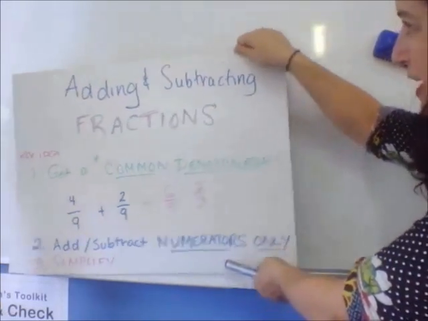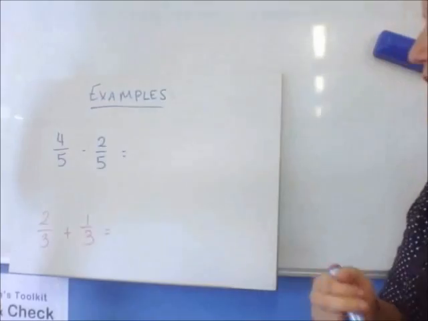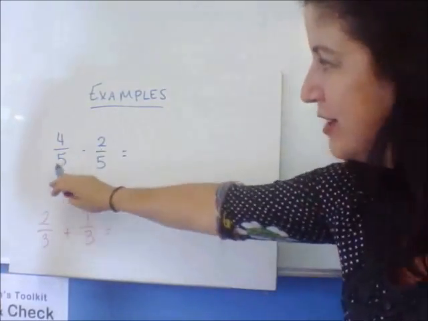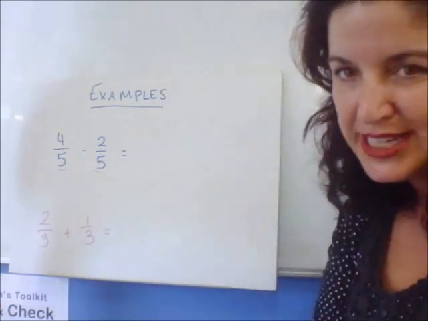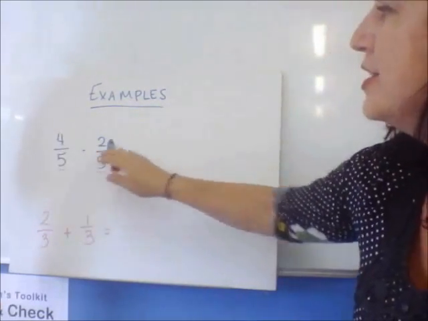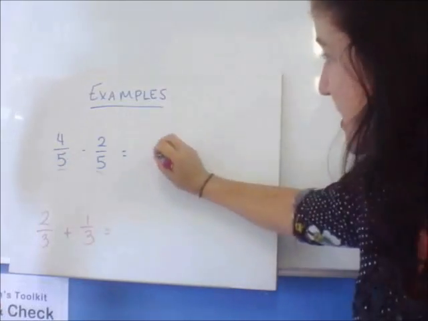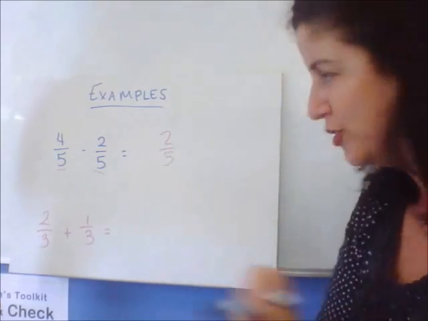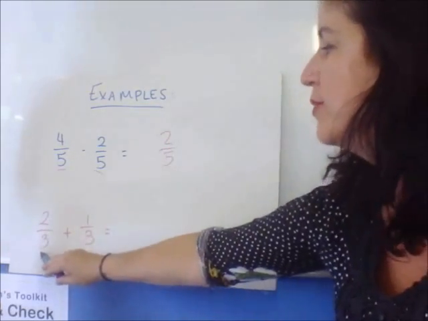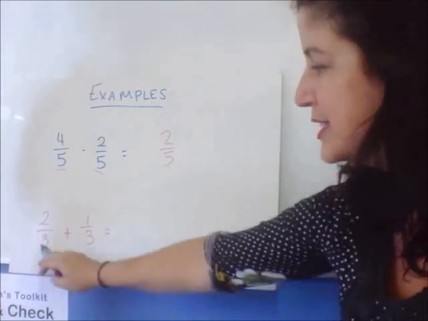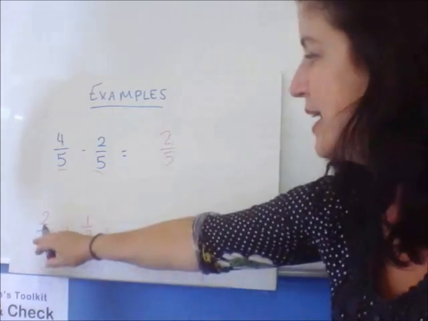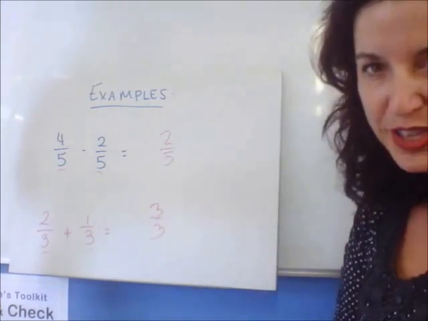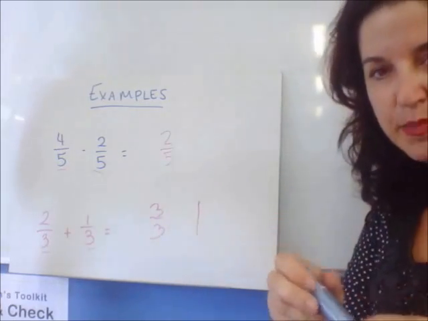So I'm going to show you a couple more examples. Here, 4/5 minus 2/5. And oh look, we've already got a common denominator. Too easy. So now you're just taking 2 from 4, just subtracting the top number, the numerator, and you have 2/5. Pretty straightforward. In the second example, the same thing. We've already got a common denominator. The number is the same on the bottom. So we're going to add the 2 and the 1. So that gives us 3/3, which is another way of saying 1. Easy peasy. Okay.